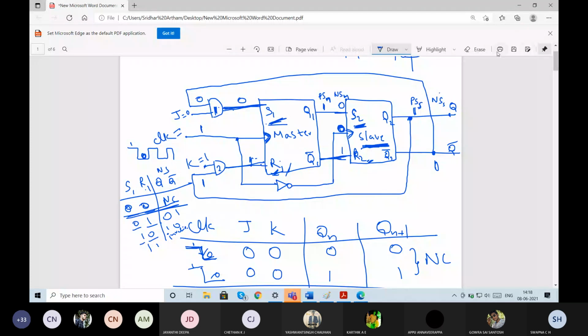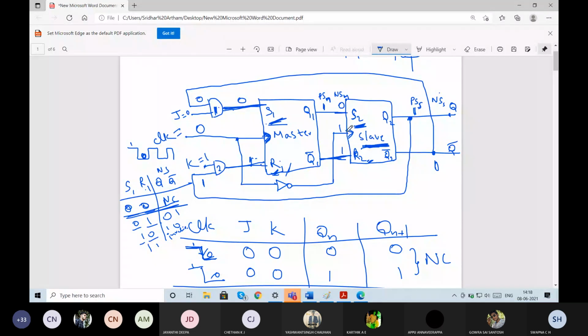Now what happens? The clock is changing from 1 to 0. So I am giving 0 here. If this is 0, this will become 1. So the master is getting 0 as clock input. It will not check its inputs. It will remain in the same state.